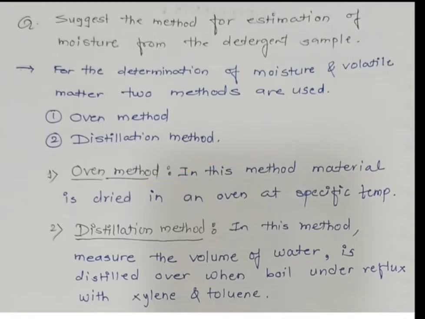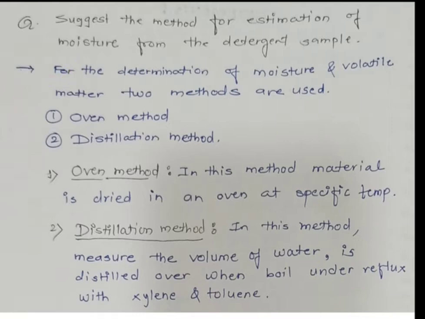In the exams, the question will be asked as: suggest the method for estimation of moisture from the detergent sample, or write down any method for estimation of the volatile components from the detergent sample, or determine the amount of moisture present in the detergent sample. So, this way the question will be asked in the exam. So, we will start with the answer.